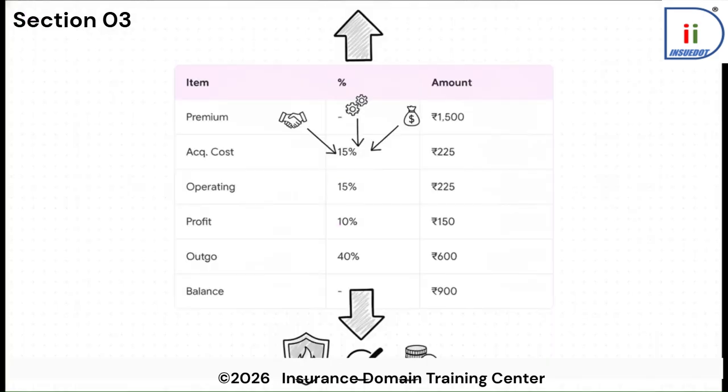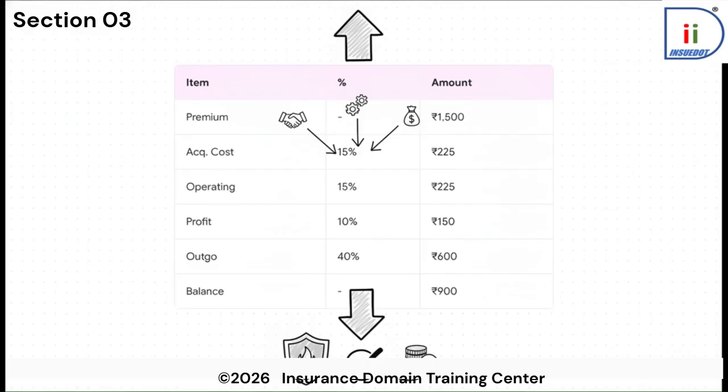And this brilliantly illustrates why this specific formula is so incredibly important. Let's pressure test a new premium of 1,500 rupees. We pull out 15% for acquisition, that's 225 rupees. Another 15% for operating is 225 rupees. And that 10% profit is 150 rupees. That means our total outgo is 600 rupees.